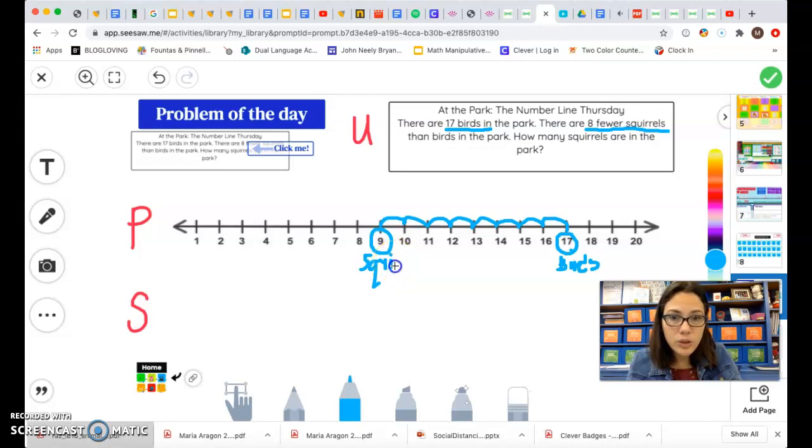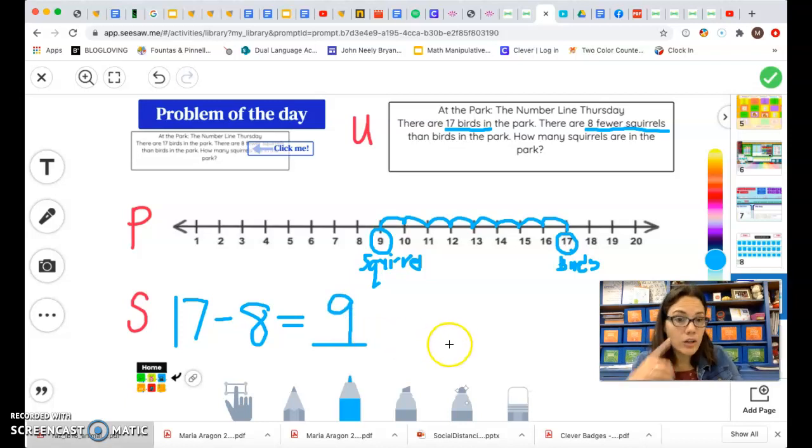how many squirrels there are in the park, and I know that there were 8 less than 17. So when I took 8 away, I found 9. And how can I show that using a number sentence? Well, because I was taking away from the number that they gave me, which was 17, that means I'm going to do a subtraction problem. So it's 17 minus 8. That's how many I went back, I took away, to find how many squirrels there were, which was the question. And I found that there were 9 squirrels.